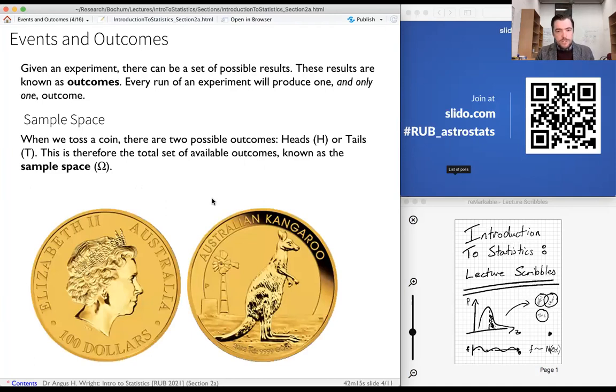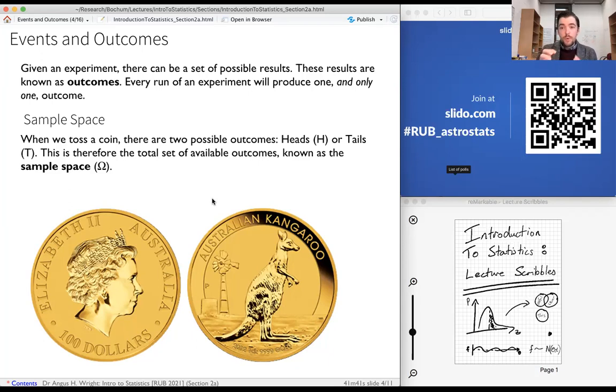Okay, let's dive in. So the first couple of concepts that we need to understand when it comes to probability is the concept of outcomes and the concept of events. So given any experiment, there's a number of possible results, possible things that can happen as a result of your experiment, and these are known as outcomes. A crucially important thing about the outcome is that every run of the experiment can produce one and only one outcome.